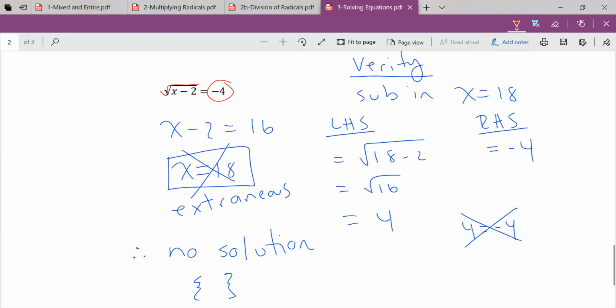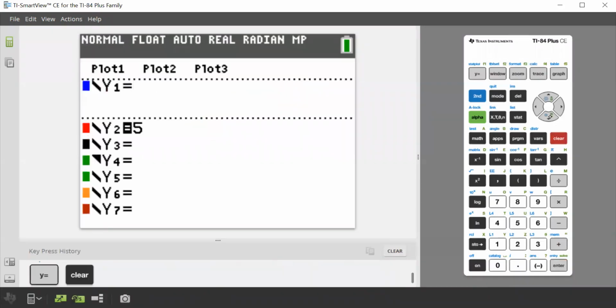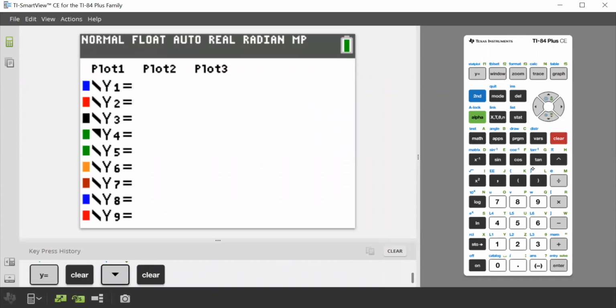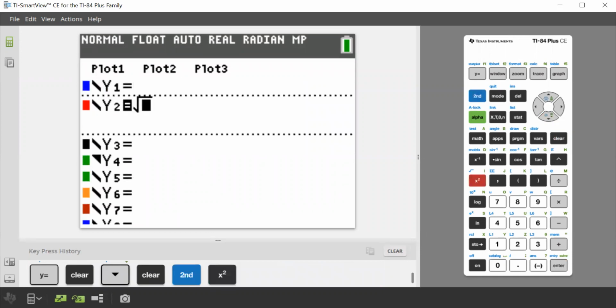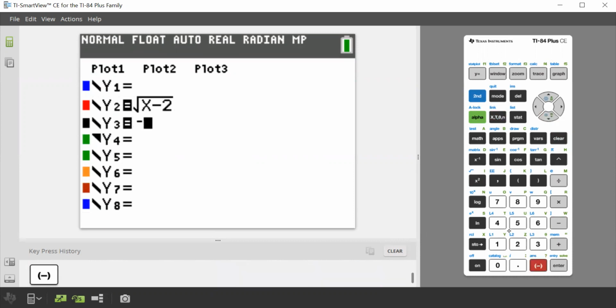There it is, friends. There is solving these things algebraically and graphically. Actually, you know what? Let's do one more thing before I shut her down. Let's show you what this one looks like graphically. Might as well, right? Okay, let's go and graph this thing. So let's go to y equals. Let's clear out any garbage we have there. And let's enter square root of x minus 2. And the other side was -4.